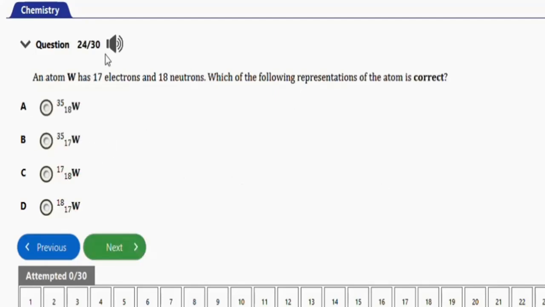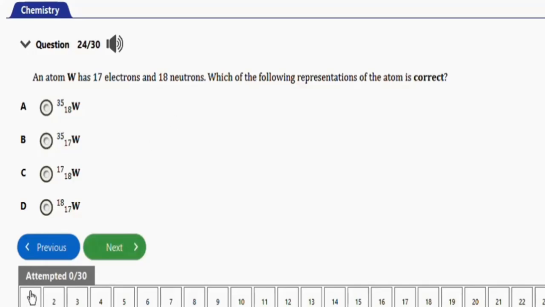Next question will be this. It says an atom W has 17 electrons and 18 neutrons. Which of the following representations of the atom is correct? Okay, so it has 17 electrons, so that means the number of electrons equals the number of protons. So the mass number will be number of protons plus number of neutrons, so it will be 17 plus 18, which will give you 35. So the right option to this question would be option B. Yes, that's the right answer to this question.